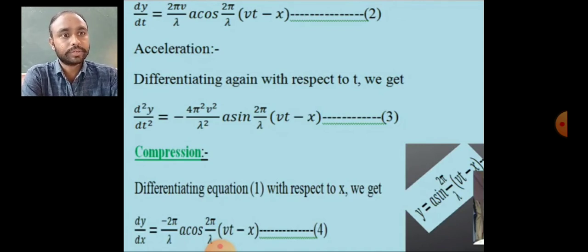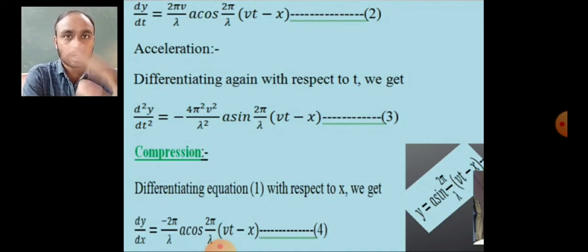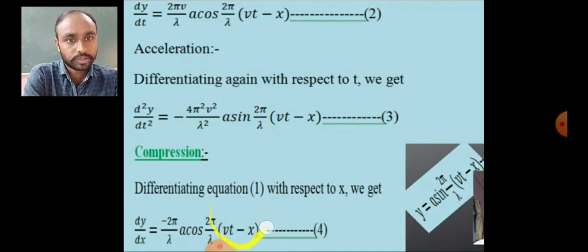So if we take its derivative with respect to x, left hand side is dy by dx, because it was y, and the derivative of y with respect to x is dy by dx. Right hand side it is a sin 2 pi by lambda (vt minus x). This a we have kept here, right? Now the derivative of sin is cos, so it is a cos 2 pi by lambda (vt minus x), we have written here.